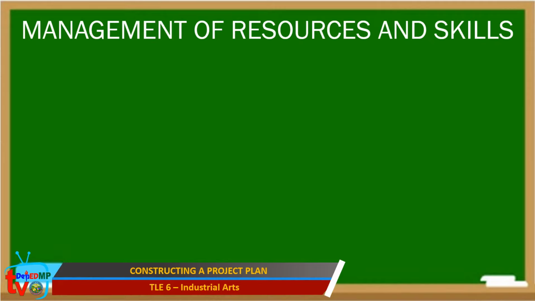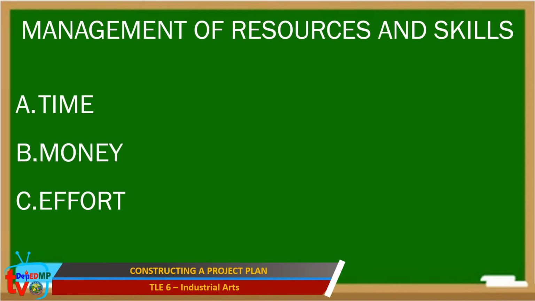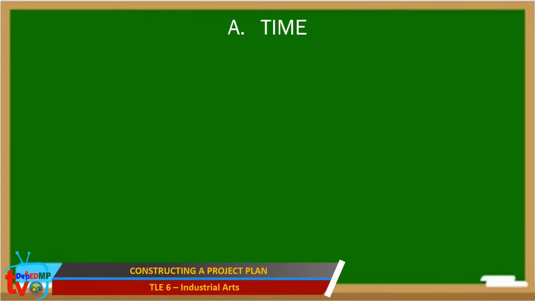For every project, we have to manage our resources and skills very well. There are 3 very important things that we must learn how to use well. These are time, money, and effort. So how do we manage our time? There's a saying that goes, time is gold. Thus, it must not be wasted. There are 3 things we must learn in order to make the most out of our time.